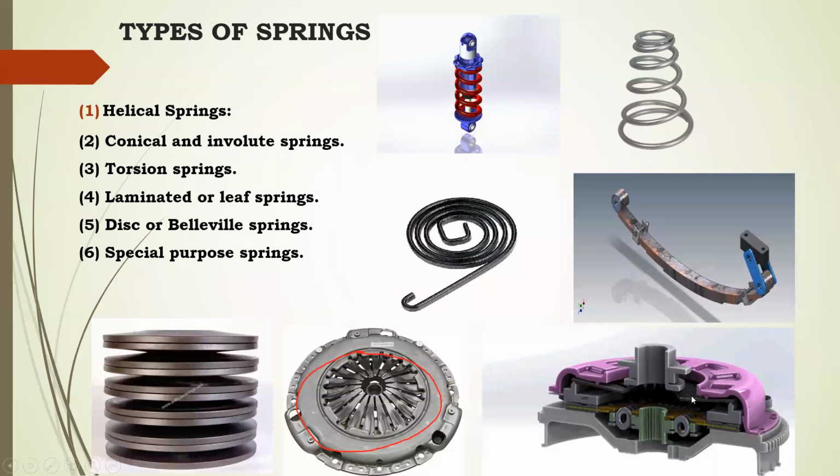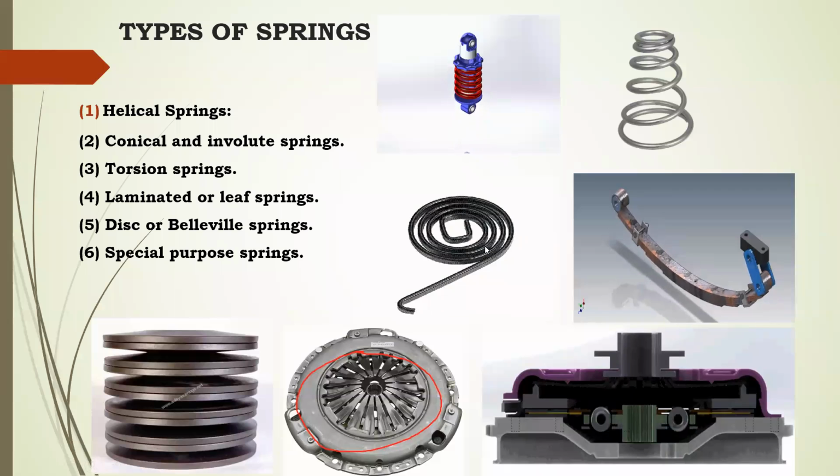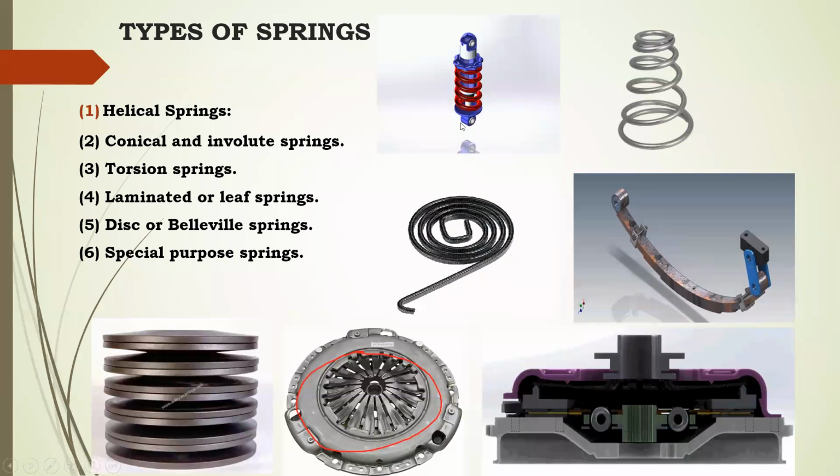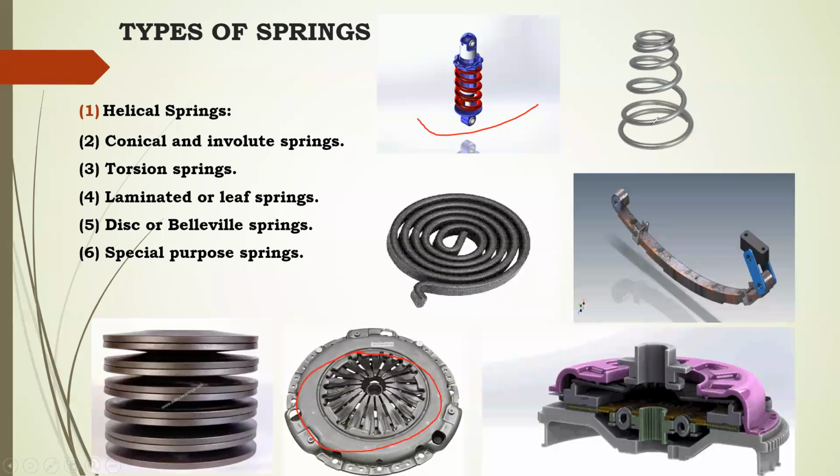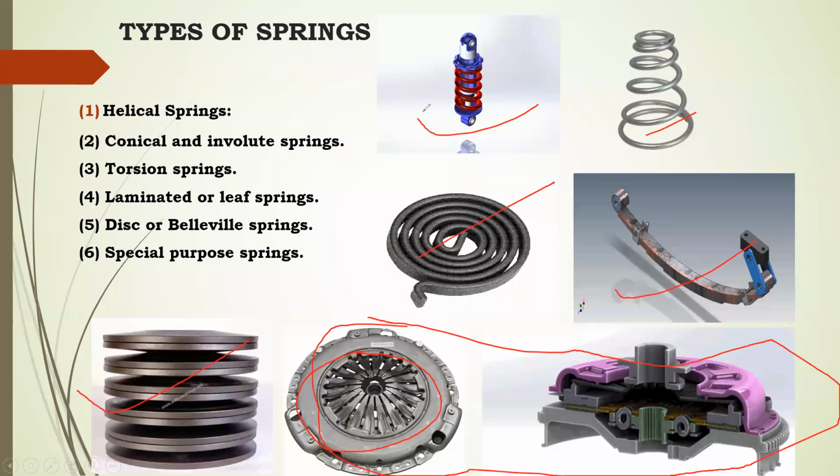So based on application, we can classify the springs. Once again, let me read out the spring classification: helical spring, conical spring, torsional spring, laminated spring or leaf spring, then disc or Belleville spring, then special purpose springs. It depends on one application to another application. We can't classify this one easily.